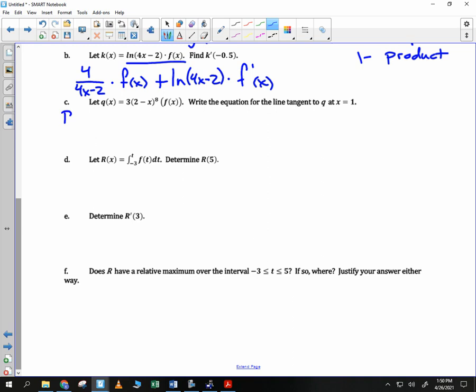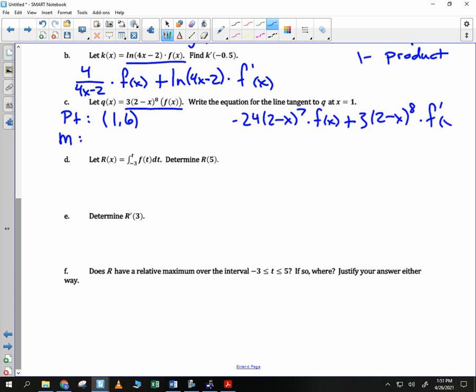Okay, you need a point for this problem, and you need a slope. Hopefully I got this right. I did this one really quick. I got the point as being 1/6. Anybody concur with that? And then I need my slope, so I had to write the derivative, which was the use of the product rule and the chain rule. So I got negative 24 times (2 minus x) to the 7th times f of x plus 3 times (2 minus x) to the 8th times f prime of x. And I got a slope of negative 42.